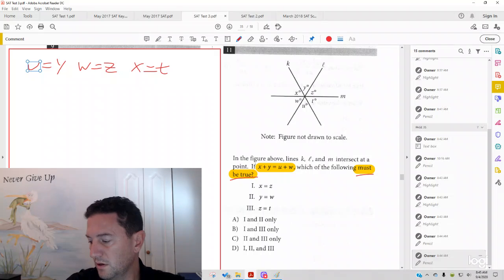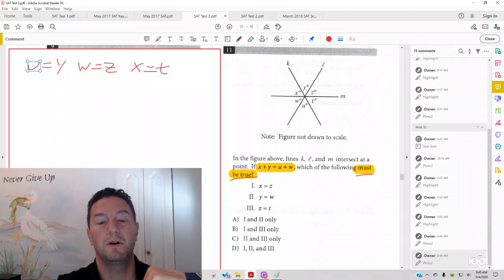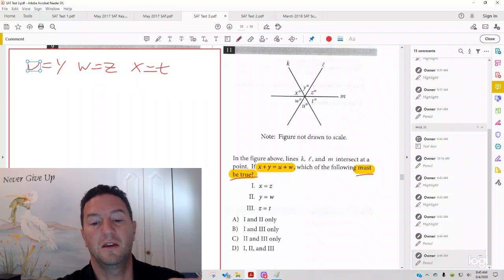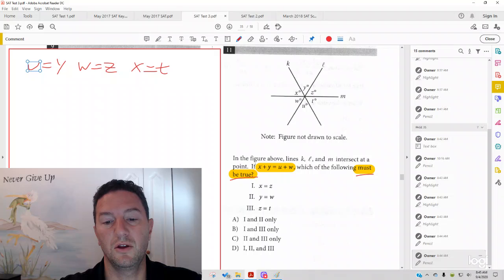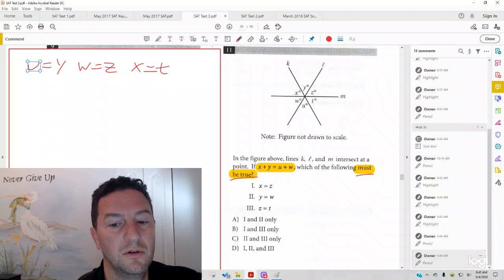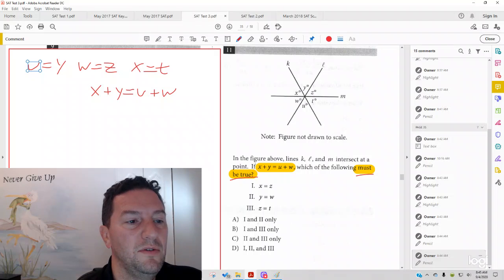So when we look among the answer choices, we do not see any angles that are listed in Roman numeral 1, 2, or 3. So this confuses students. They're like, hey, how do I possibly get this question correct if there's nothing that I've proven? You got to take into consideration the other thing that we underlined, which is the equation. So if x plus y equals u plus w, you've got to take these vertical angles in conjunction with this equation.